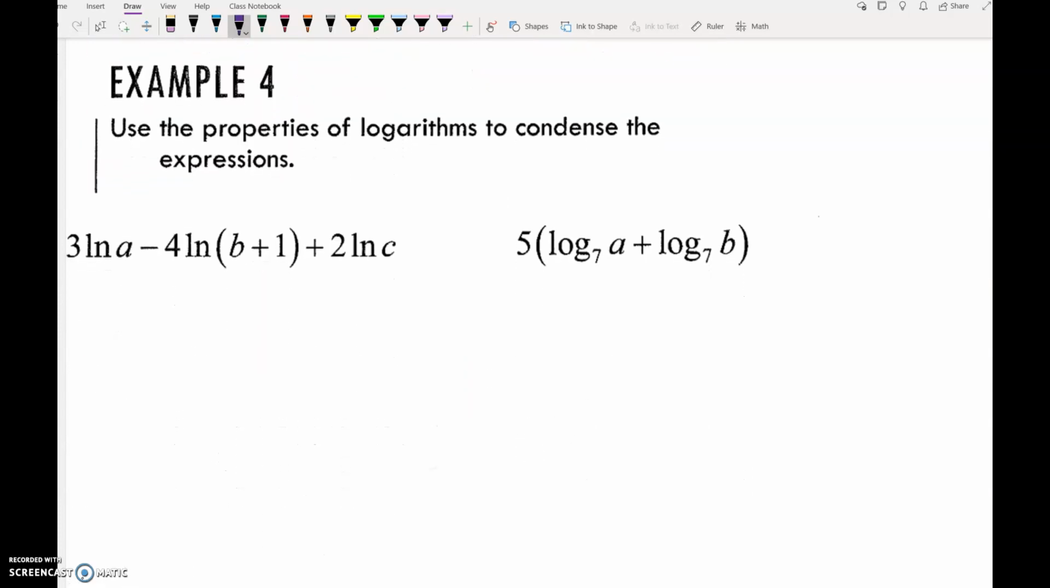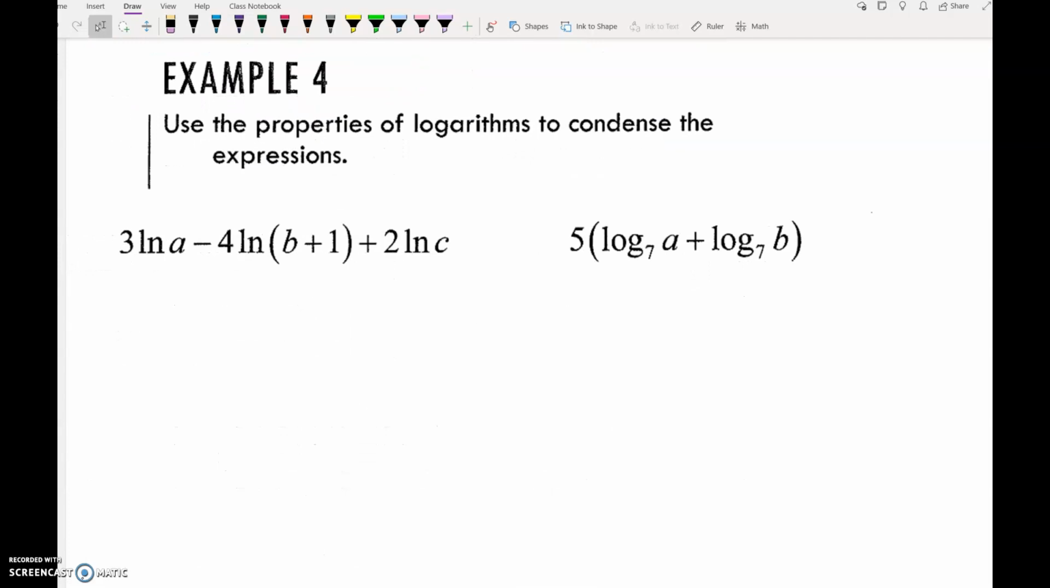Moving on to example 4, use the properties of logarithms to condense the expressions. Actually, I want to see if you can try this next one on your own. Pause it and try it on your own.